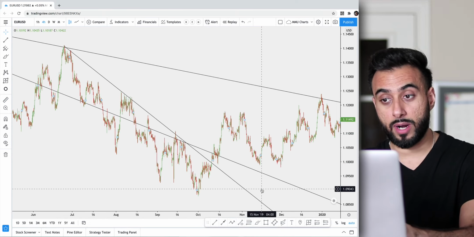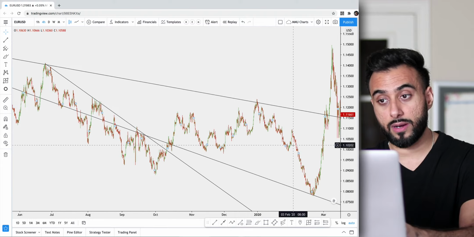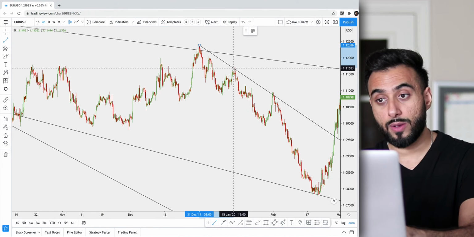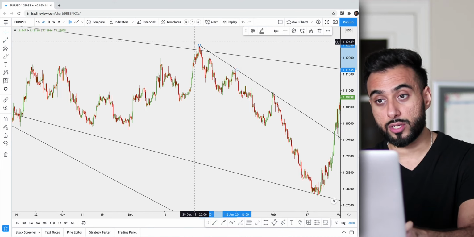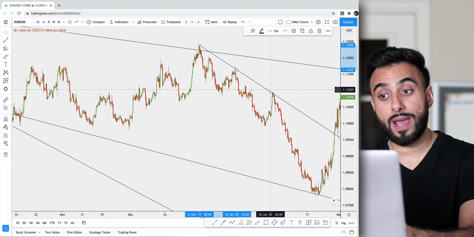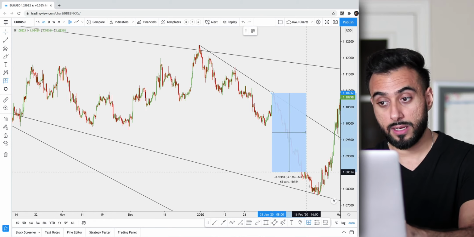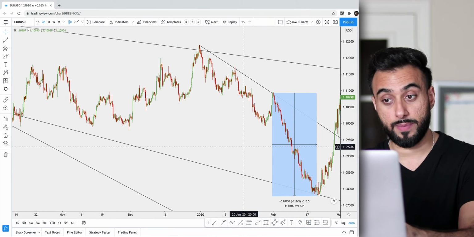And the next time the market did that was simply right over here. You connect the tops, and you enter your trade on the third touch. Here's one, here's two, and you enter your trade on the third touch to go short. In this case, would have netted you around 315 pips.